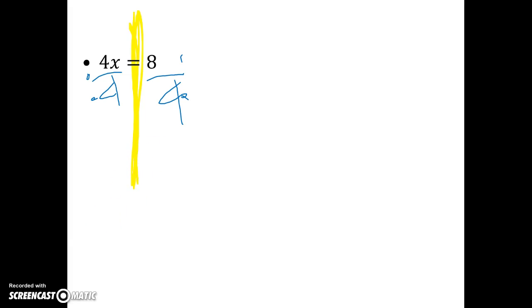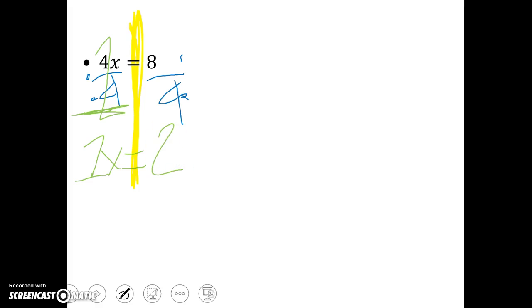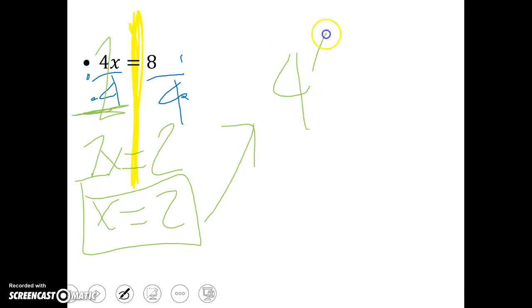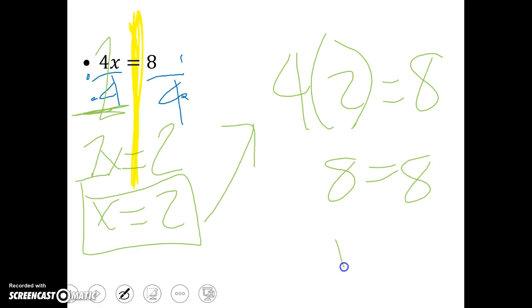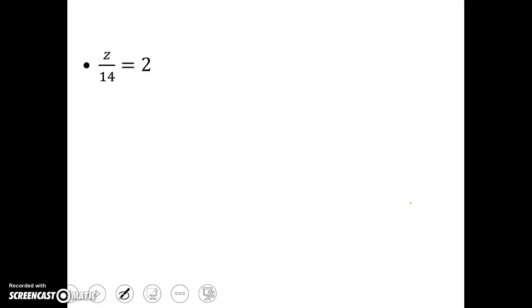4 over 4 is a whole 1. So that gives you 1x equals, how many times can 4 go into 8? Or 8 divided by 4 is 2. So you have x equals 2 as your answer. And let's come over here and check it. That's 4. We're going to replace your x with 2. Does that give you 8? Does 8 equal 8? Yes, it does, so I know my answer is correct.